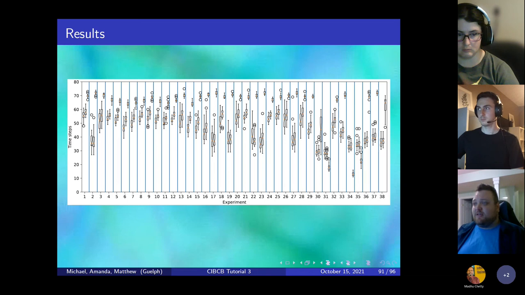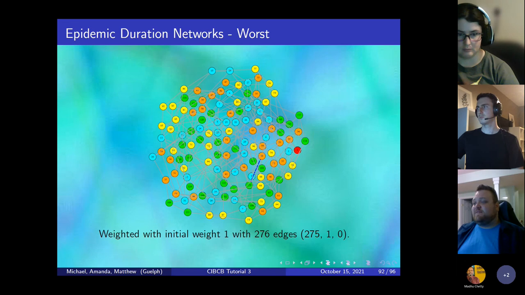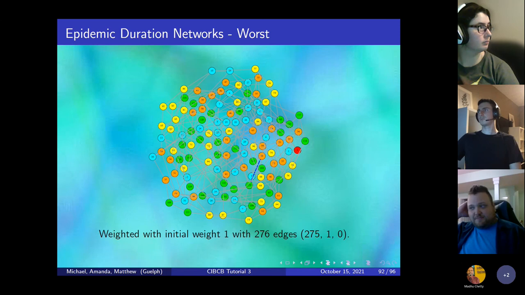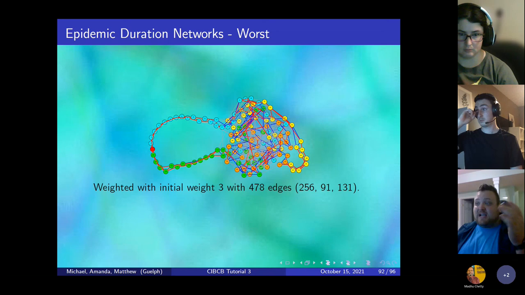And so let's look at, first, the worst networks that were achieved using the edge weights. This is unweighted with 267 edges total. Weighted with an initial weight of one has 276 edges, and it was only able to find one edge with a weight of 2, which is blue right there. And weighted with the initial weight of 3 had 478 edges. 256 of them were actually weight 1, which means all of those individually decreased, 91 of weight 2, and 131 of them remaining weight 3.